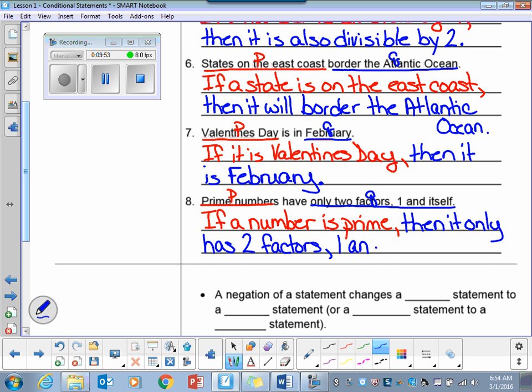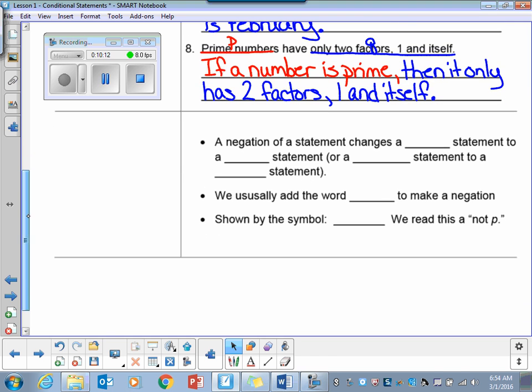1 and itself. Hey, if you hit any of these and you don't have the background knowledge to write the if-then statement, you need to look up the words you don't know. All right, negation.